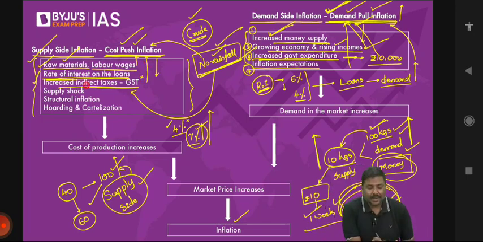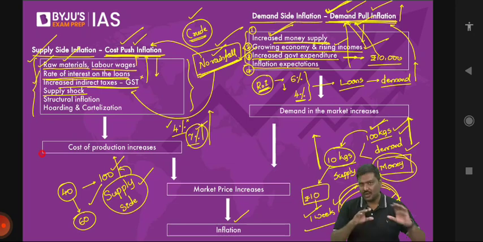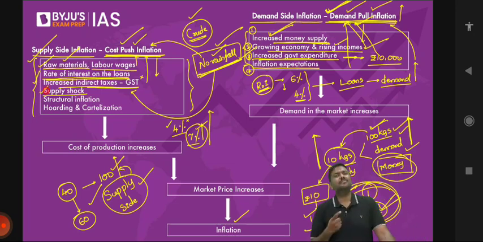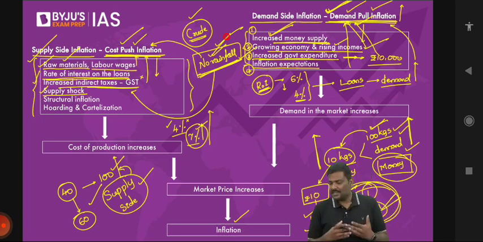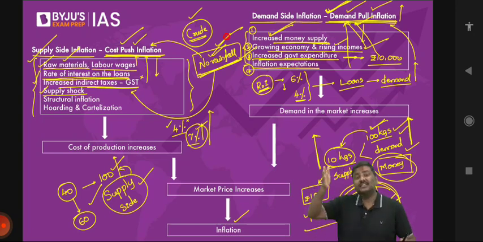Next, supply shock. I'll discuss last week. Carefully understand this. Let's go one by one. What is a supply shock? I took an example. Imagine there is no rainfall. I hope you understand. A supply shock means there is a certain event that is going to cause a disruption in the economy.